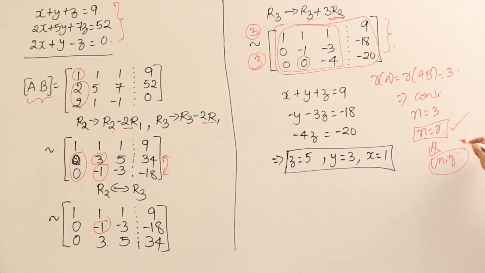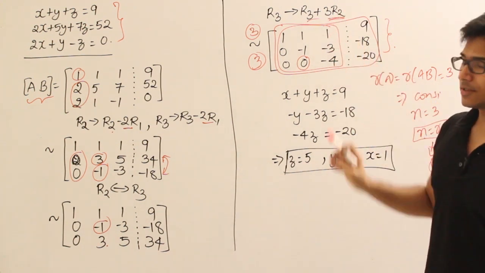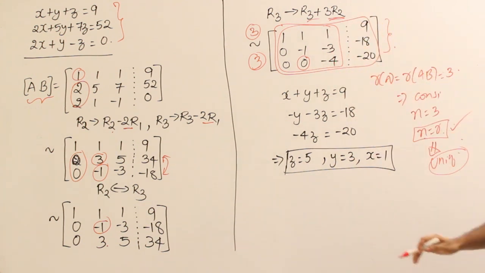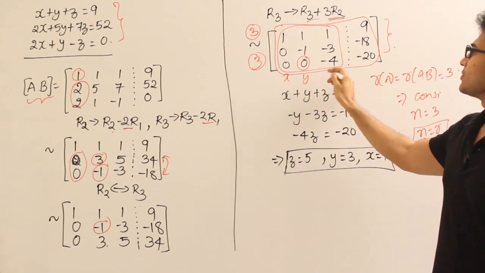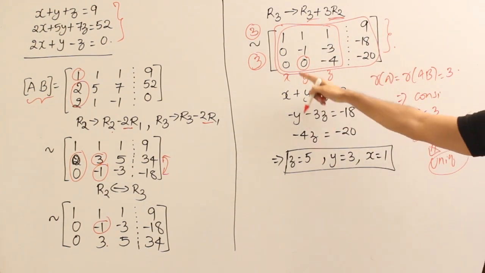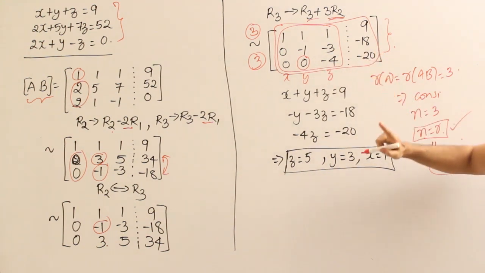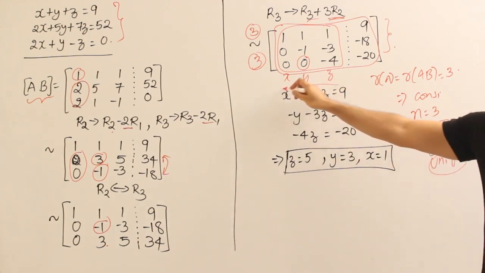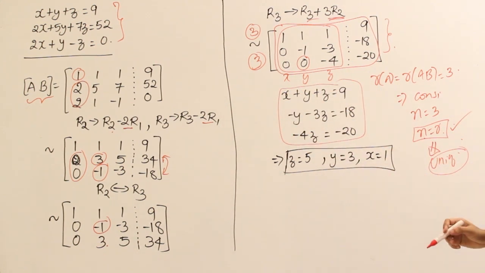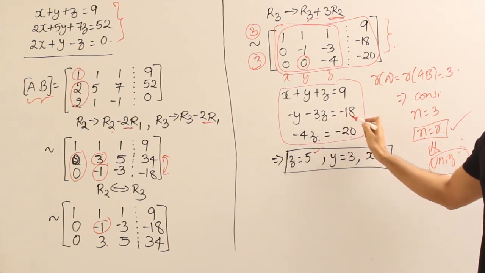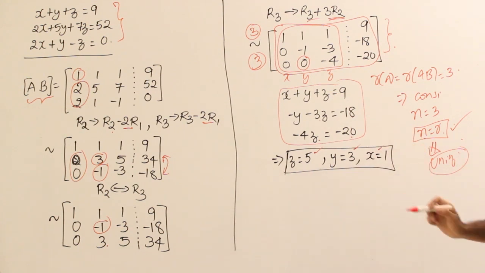Now how to find out that unique solution? Take the transformed equations, this one, and you try to solve them. So I am just writing them in the form of equations. First column is x, second column is y, third column is z. Then what is it? x + y + z = 9, and then -y - 3z = -18, -4z = -20. So this is what I got. From this you can see that z equal to 5, and y equal to 3 and x equal to 1. So this is the unique solution that we have for this one.